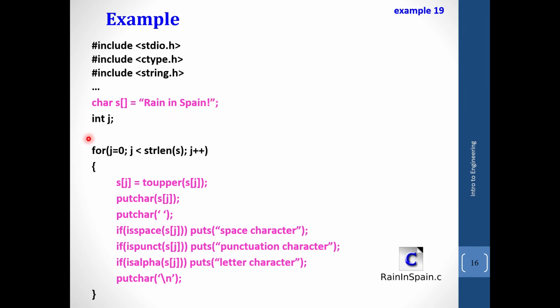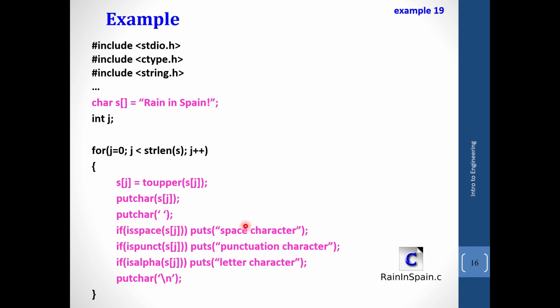Now I'm going to have this loop, and this loop is going to go until my total string length S. All right, so I convert S[J], whatever element I'm at, so we start at R, to upper. I do a putchar, that means I print it out on the standard output window. I print a space, and then I check just this one character, right?